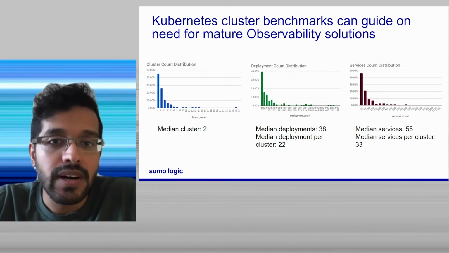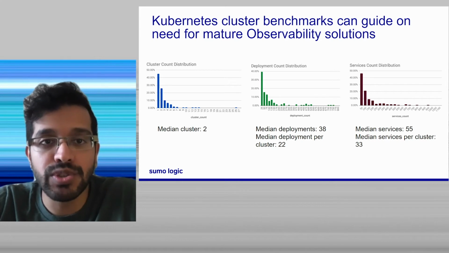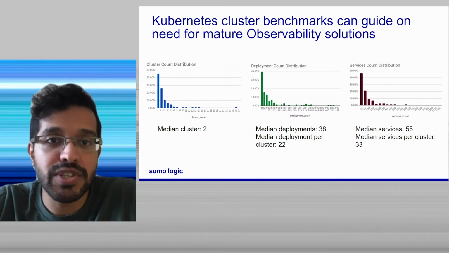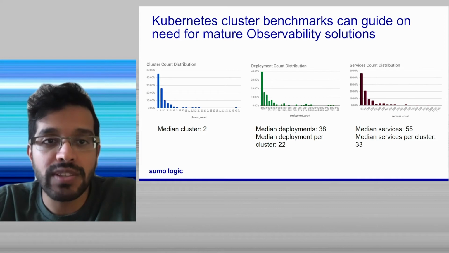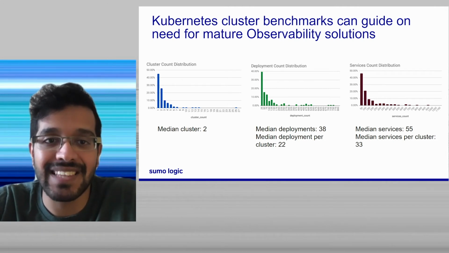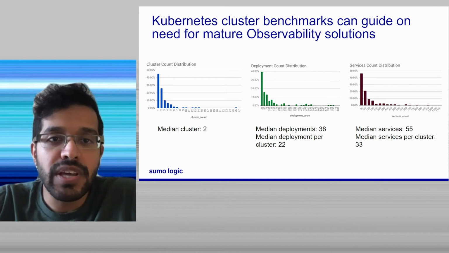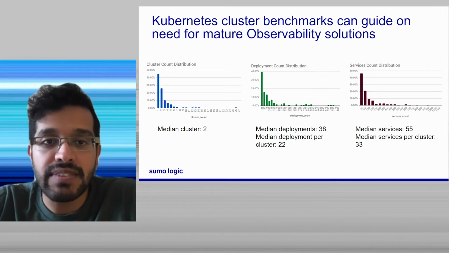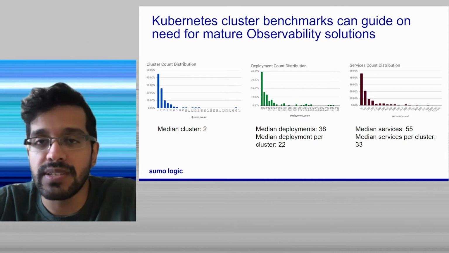So what we provide here are global baselines on how enterprises choose to deploy their applications on Kubernetes. From a cluster size perspective, the majority of customers are using 1 to 2 clusters to run their workload, with a steep drop once you go beyond 5 clusters. Similarly, from a deployment perspective, the majority are under 50 deployments, with the median being about 38. And in terms of the number of services being run, the median number of services is 55, with almost 70% of customers having less than 100 services. So these are pretty useful global benchmarks that give a sense for how enterprises are using Kubernetes.